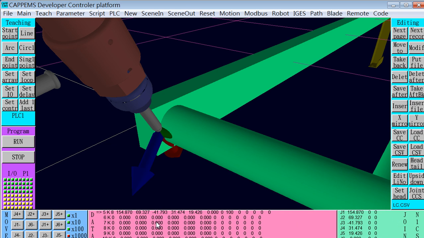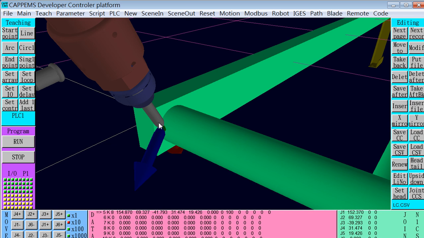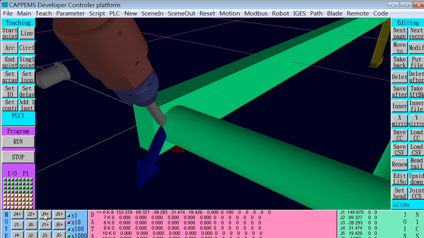And in joint mode, we lower the speed. Multiply 10. Minus X is J1 minus. And the Z lift is J3. Okay, this one. Okay, so we use the joint mode line. Continue. J1 minus, J3 plus.